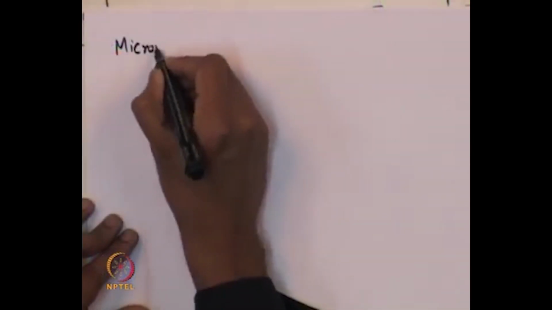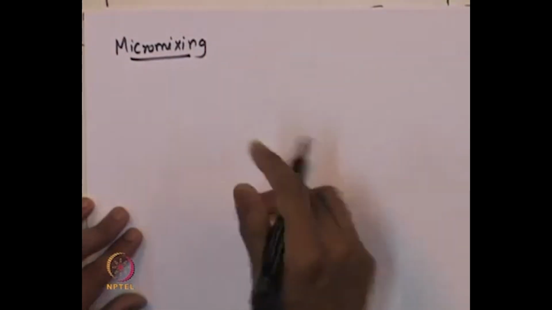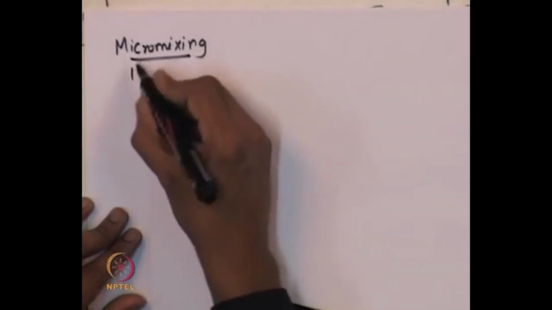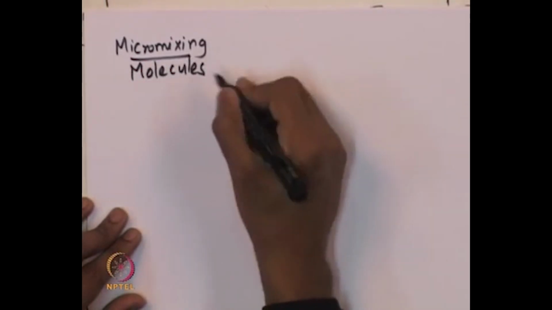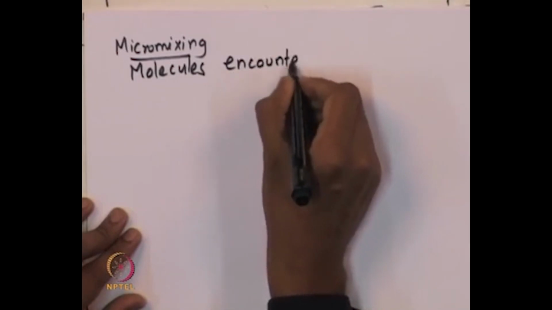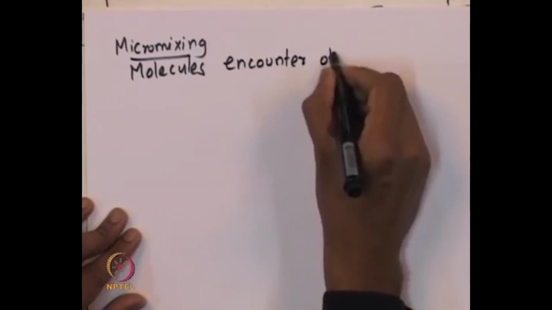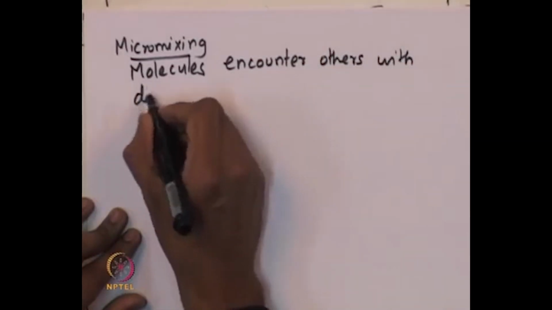So, let us next look at what is micro mixing. Let us define micro mixing. Micro mixing describes how molecules encounter other molecules with different age.